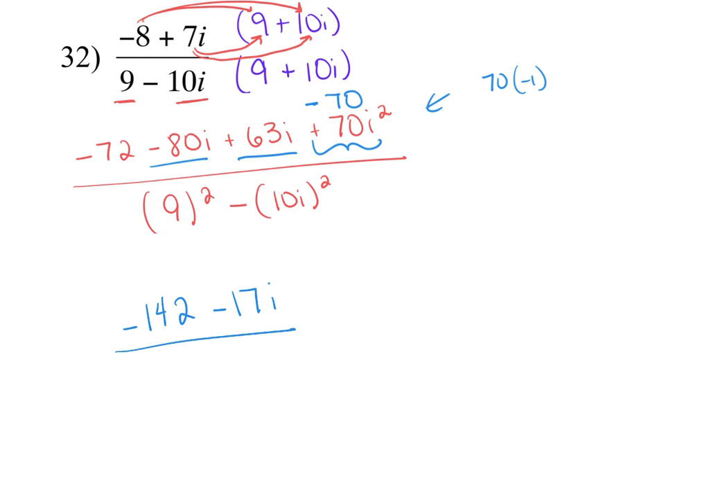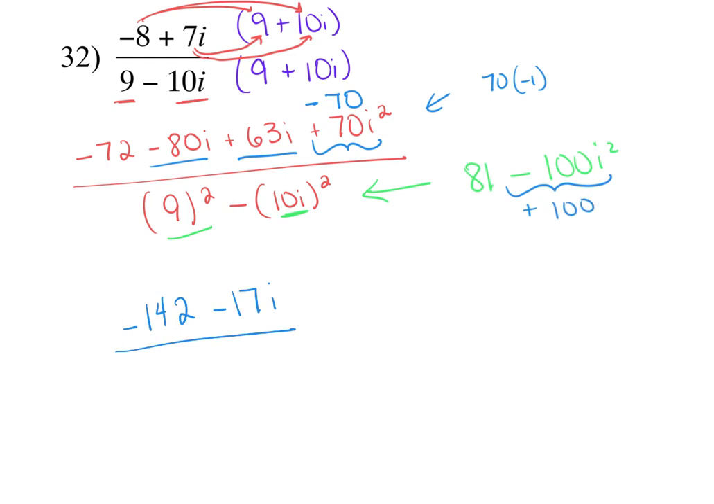Let's look at the denominator piece. Denominator. 9 squared, that is 81. Minus, if I square this, the 10 squared is 100, and that is i squared. Same thing as above. The negative 100i squared becomes plus 100.